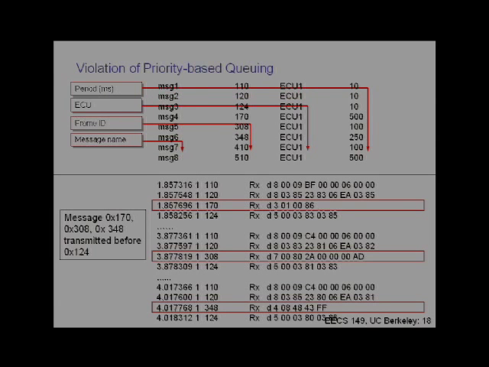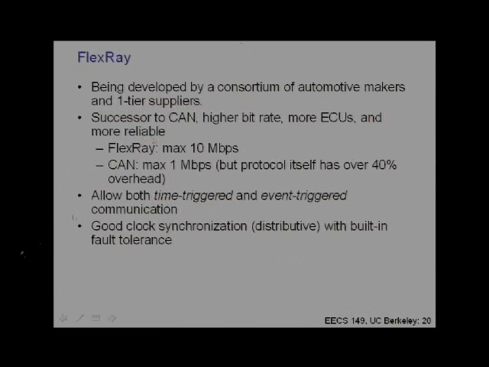But CAN is increasingly unable to handle the bandwidth requirements for modern cars, and so people are looking at a new protocol which has a higher bit rate called FlexRay, and FlexRay has a few interesting features which I'll just point out.